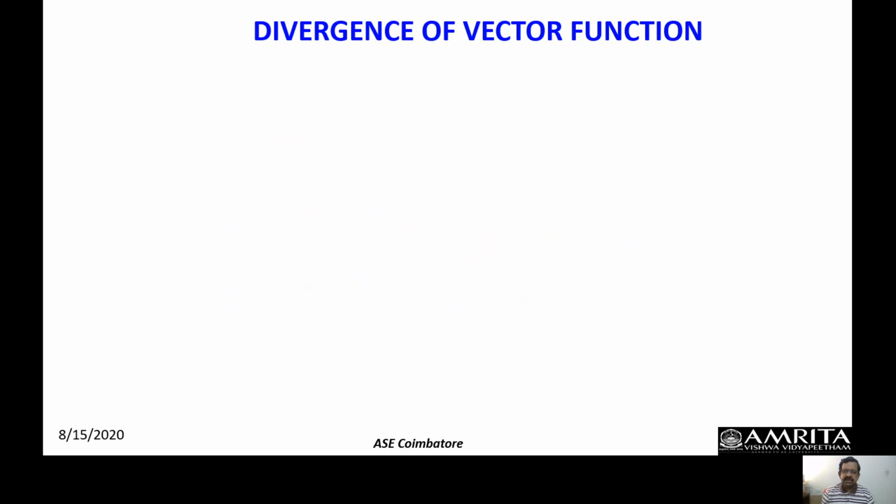Del operator mimics that of a vector. With the del operator, we can have three operations. So del operator, when it operates on a scalar function, gives rise to a gradient. Del operator can act on a vector function in both dot product fashion and cross product fashion. So when del operator operates in a dot product fashion on a vector function, you get a scalar quantity. That is why you get what is known as a scalar product.